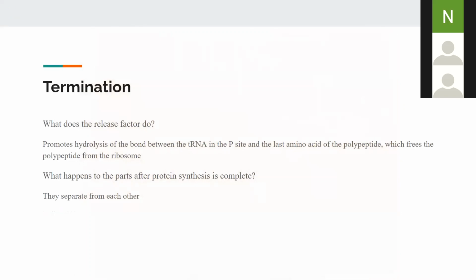Termination. When a ribosome reaches a stop codon on the mRNA, the A site of the ribosome accepts a release factor, which promotes the hydrolysis of the bond between the tRNA in the P site and the last amino acid of the polypeptide, freeing the polypeptide. After 2 or more molecules of GTP hydrolyze, the parts of the translation assembly dissociate.